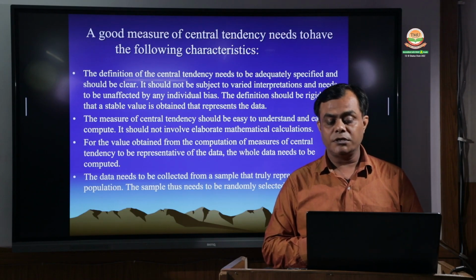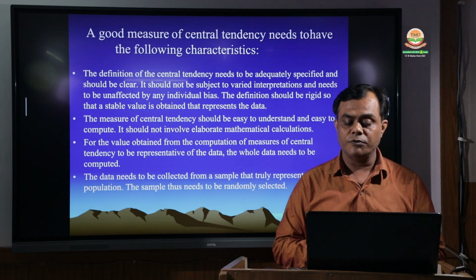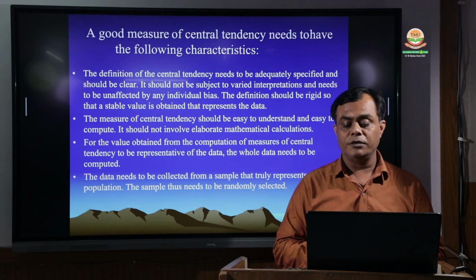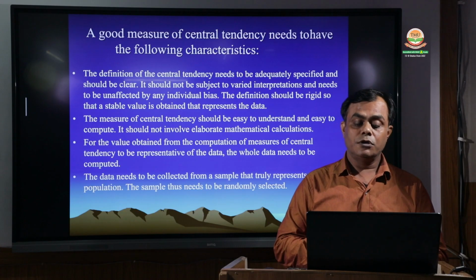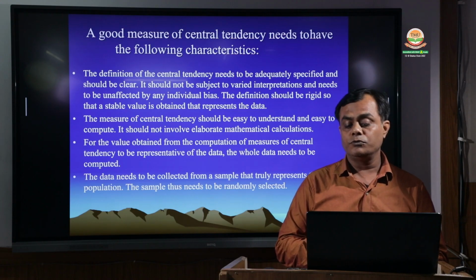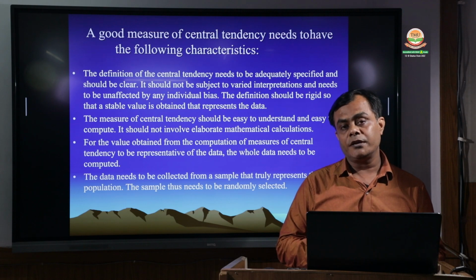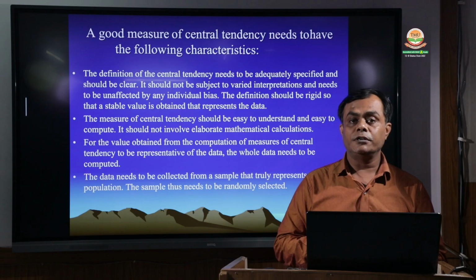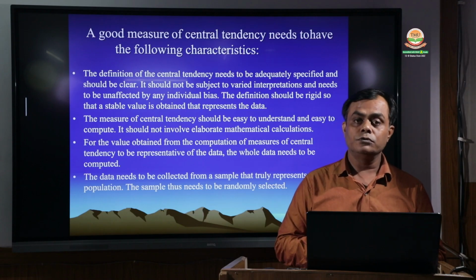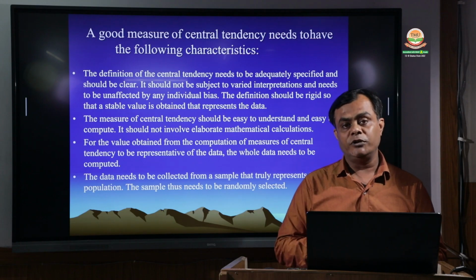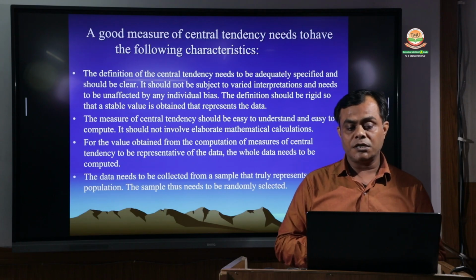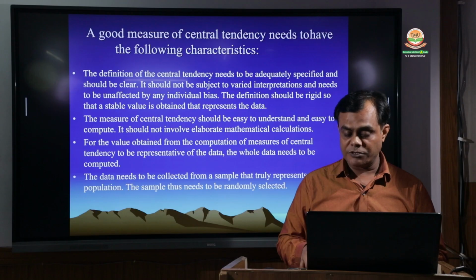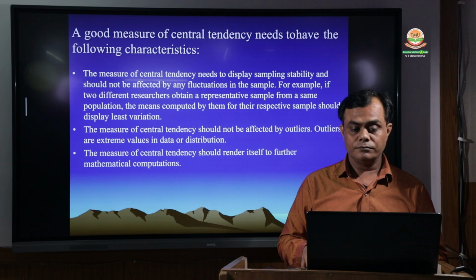And the fourth point is that the data needs to be collected from a sample that truly represents the population, and the sample thus needs to be randomly selected. So whatever sample we get from the population and use to calculate the measurement of central tendency is also a true representative of the sample mean as well as the population mean. So these are the characteristics of the measurement of central tendency.